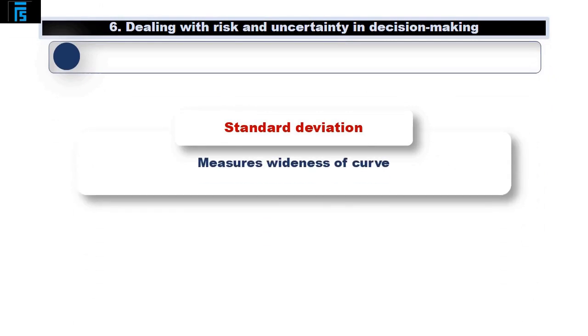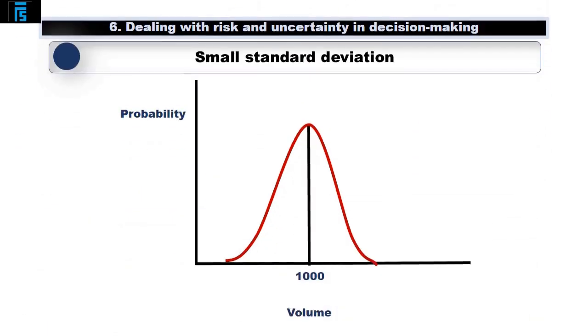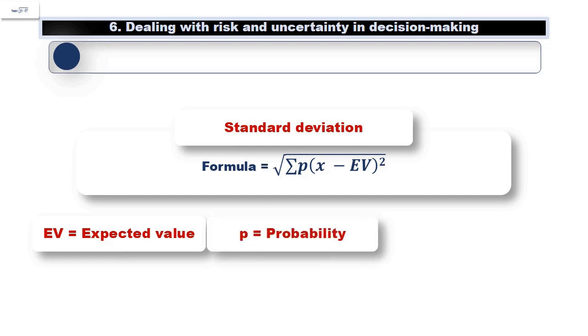How widely spread around the average the curve is described by the standard deviation, or sigma. For example, here is a distribution with a large standard deviation, and here's a distribution with a small standard deviation. The standard deviation is calculated using this formula, where EV stands for expected value or average. In our example, this is 1,000 yogurts. P is probability and X is a possible outcome.